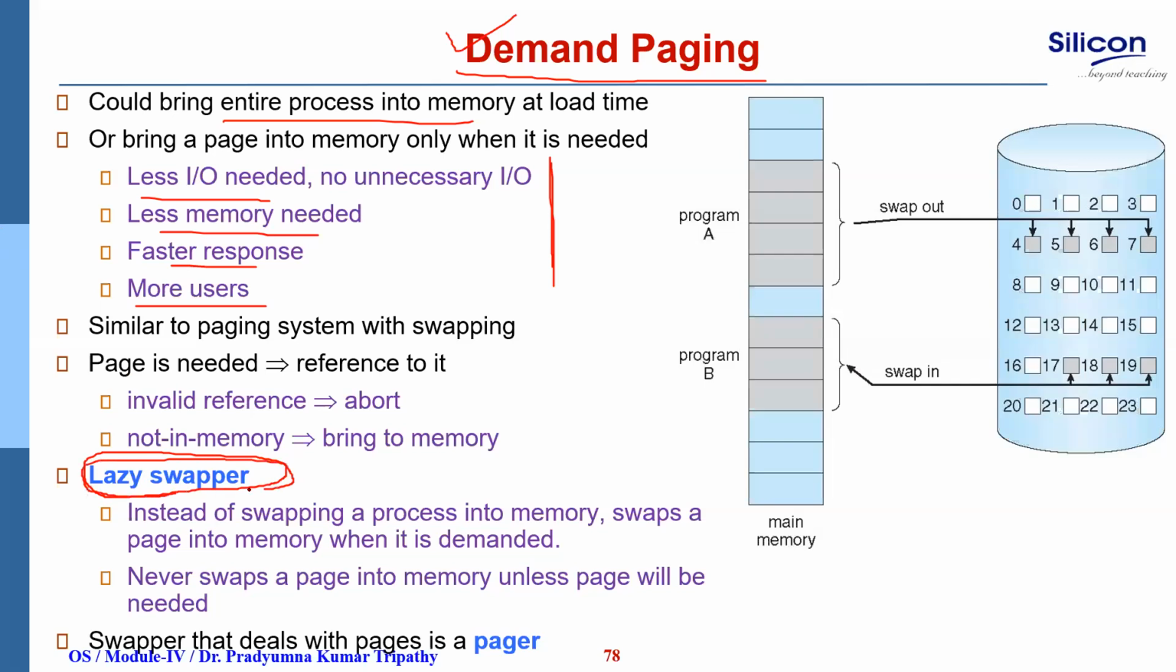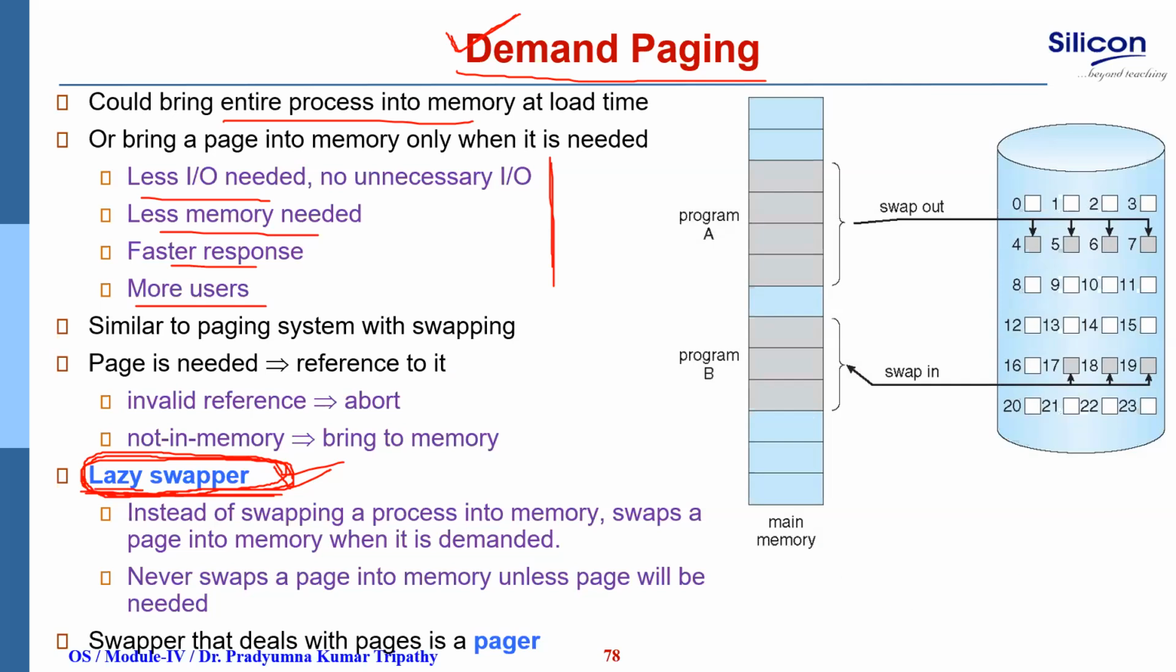This comes as a short question: what do you mean by a lazy swapper? The lazy swapper is nothing but demand paging. The page will not be loaded unless it is demanded, and therefore it is called lazy. It never swaps a page into memory unless the page will be needed. Is it understood? What is a lazy swapper? This is very, very important. Lazy swapper is nothing but demand paging. Why is it called lazy? Because it is not loading everything. It loads a page only when somebody instructs it to load that page.